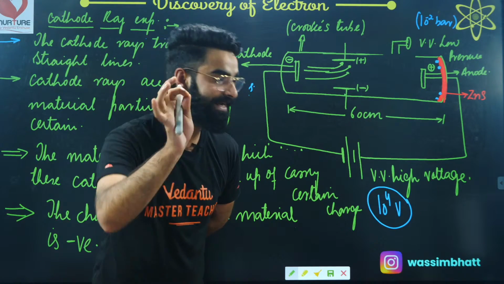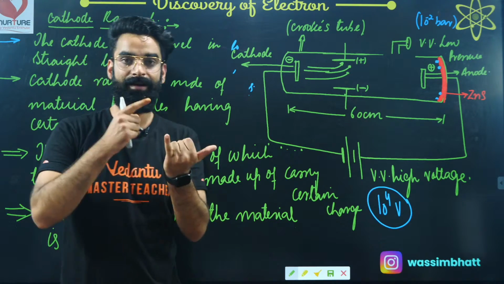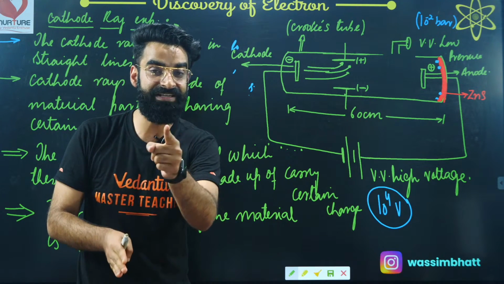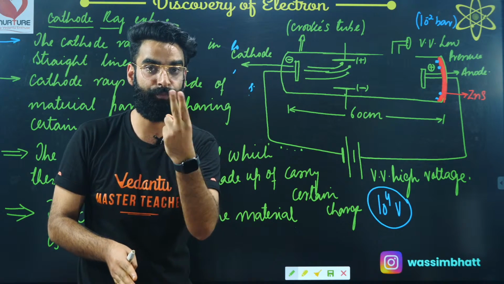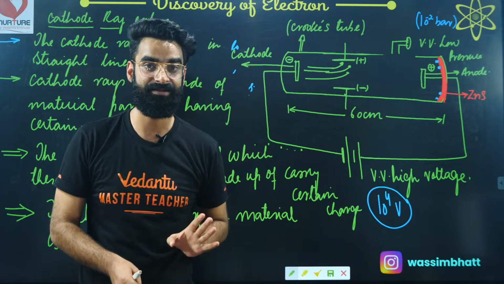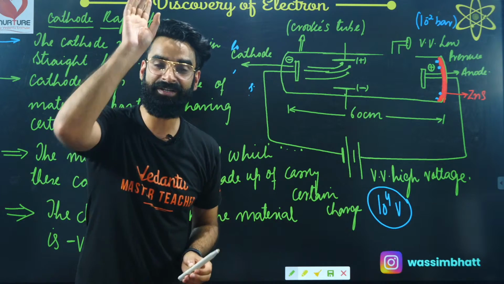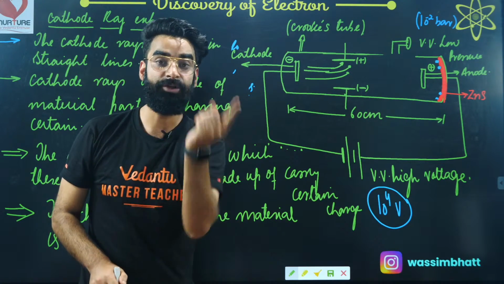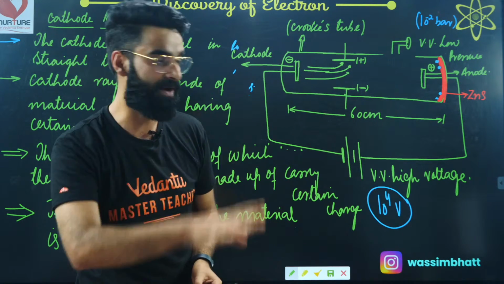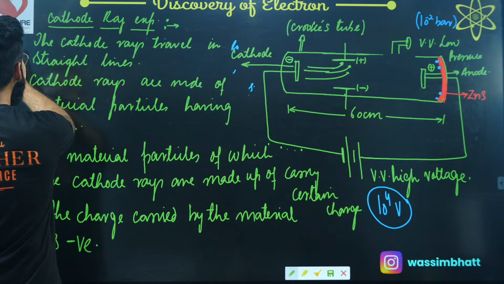So finally, what did he conclude? There are some invisible rays coming from the cathode, traveling in a straight line. Point number 2, those invisible rays are made up of material particles which carry certain mass and some charge, and the charge present on the material particle is negative. He called those material particles of which cathode rays are made up of negatrons.